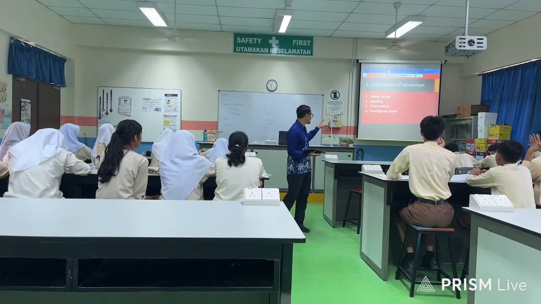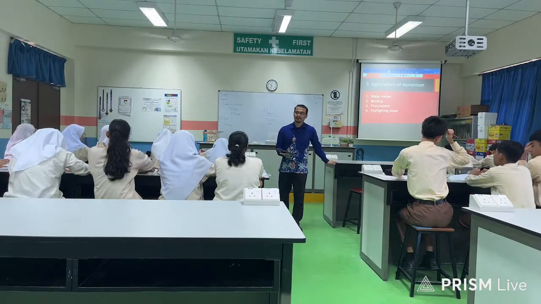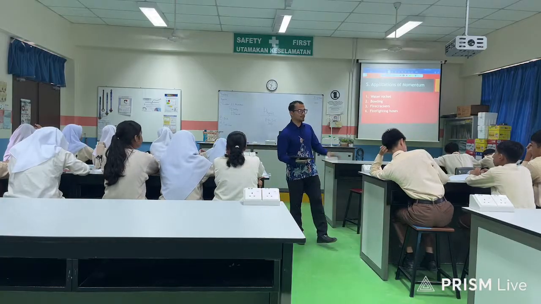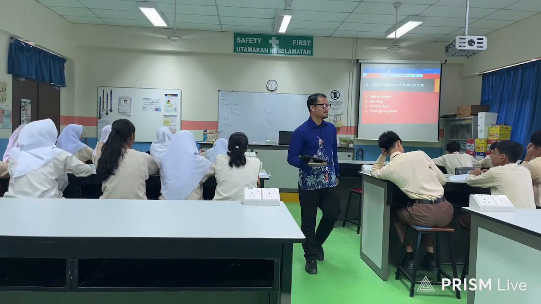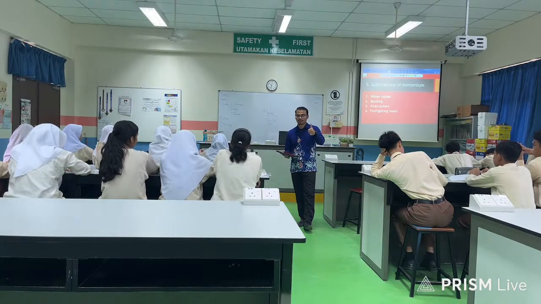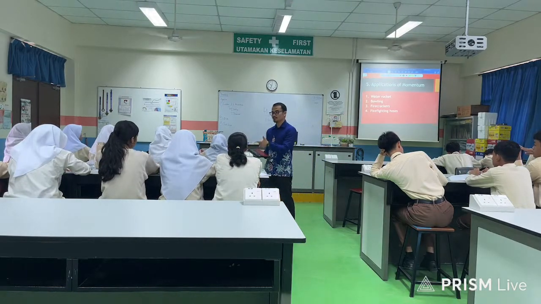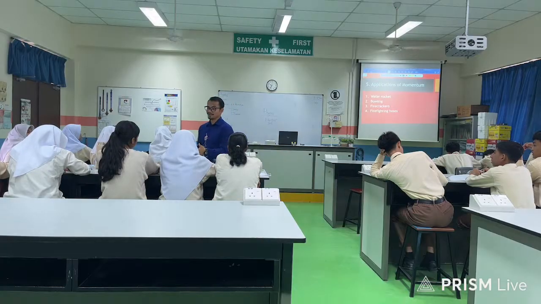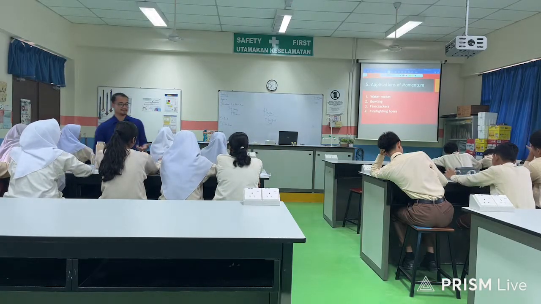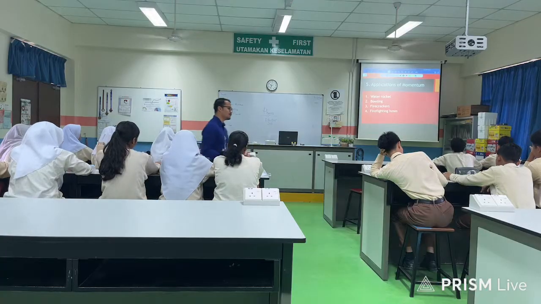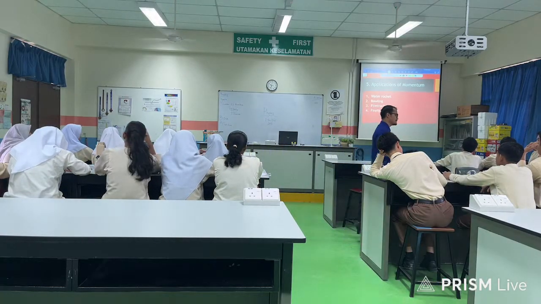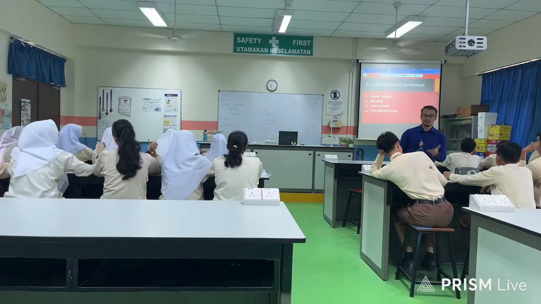These are the applications that you can see in your daily life. So far we have five key points under momentum. What are they? Number 1, definition. Number 2, principle of conservation of momentum. Number 3, types of collision. Number 4, factors influencing momentum. And the last one, applications.